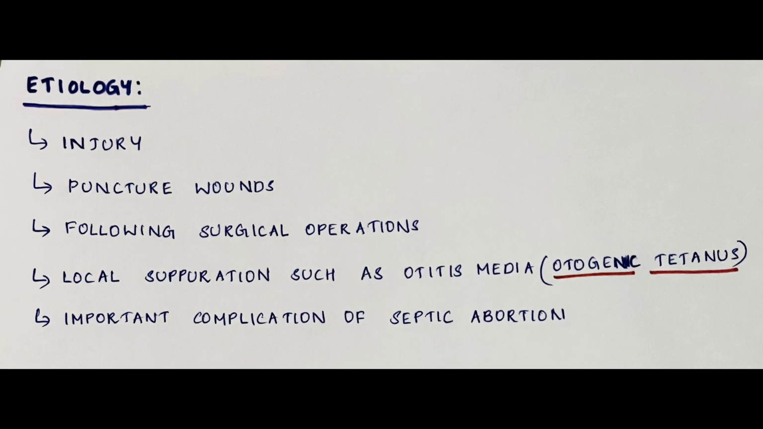Etiology. What causes tetanus? Most frequently the disease occurs following injury. Puncture wounds are vulnerable and they favor the growth of the anaerobic bacillus. Rarely the disease can also occur following surgical operations. And the disease might also occur due to local suppuration such as otitis media. It is called otogenic tetanus. Tetanus is also an important complication of septic abortion.